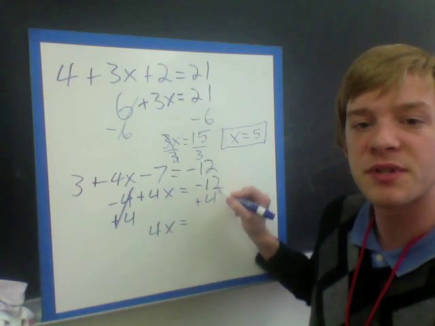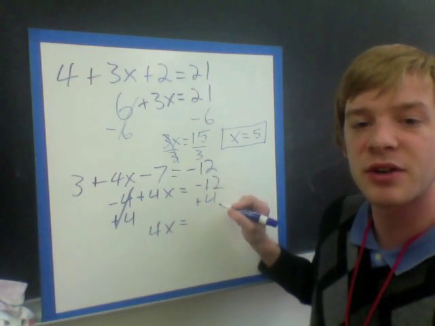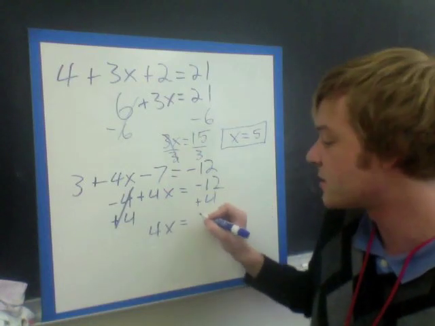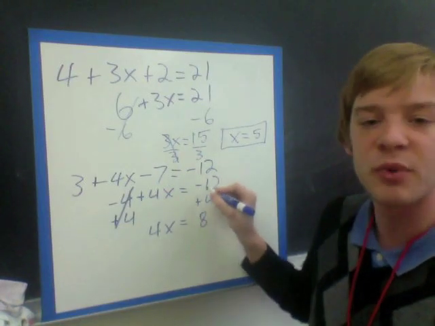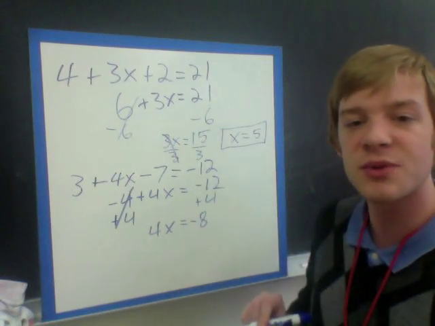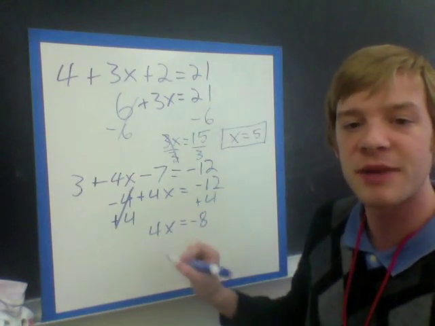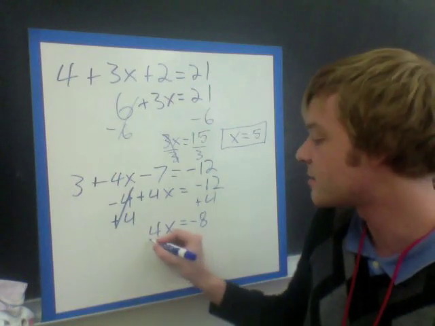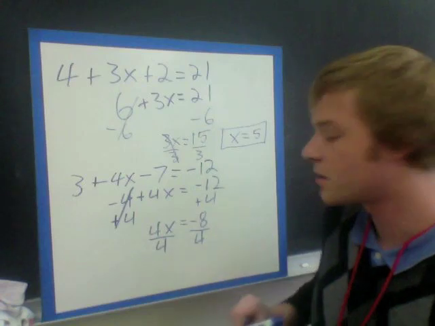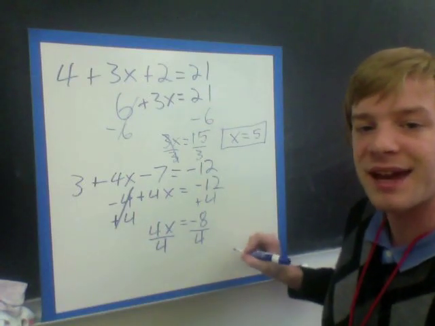Remember, when the signs are different, we subtract our numbers and take the sign from the bigger number. So 12 minus 4 gives us 8. And we bring the negative sign from the 12. So I've got 4x equals negative 8. Now I'm going to divide by 4 on both sides. And I'll end up with x equals negative 2.